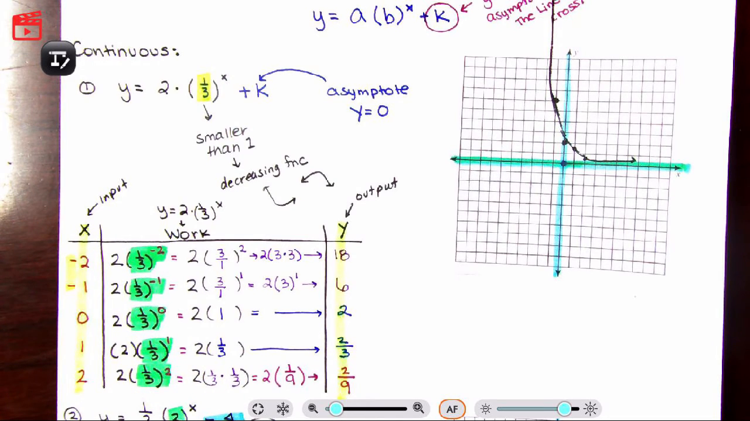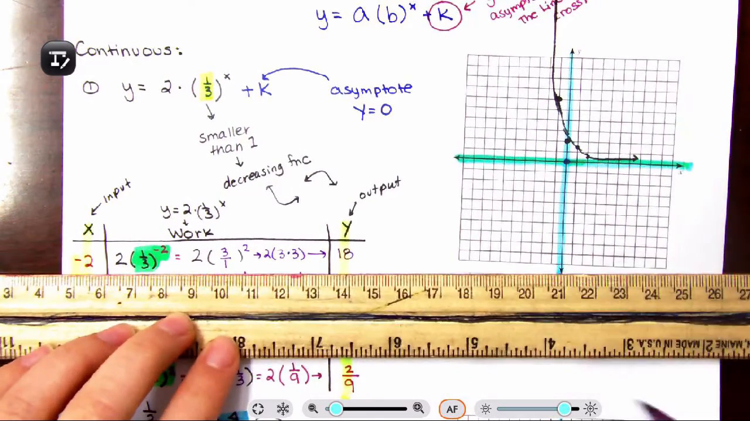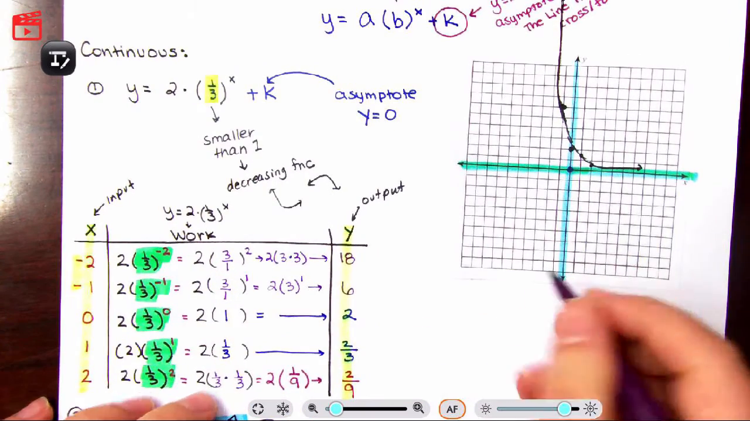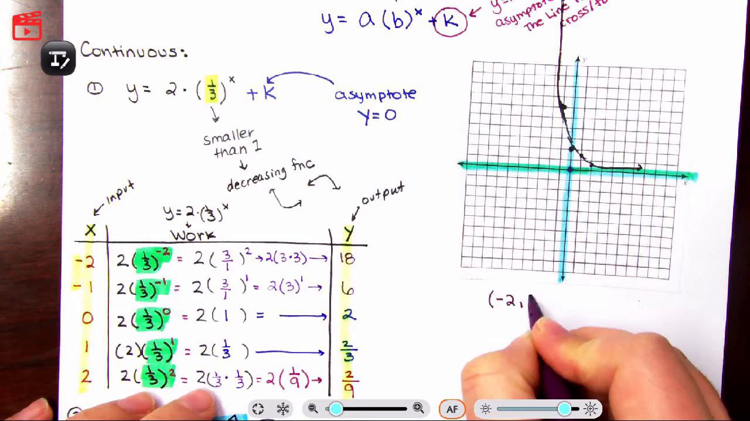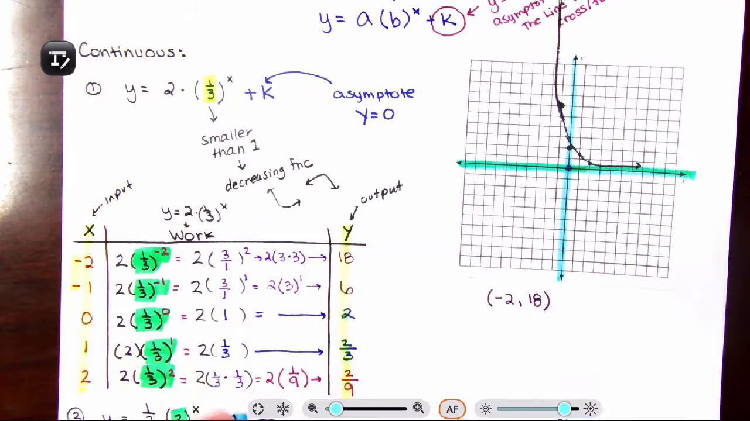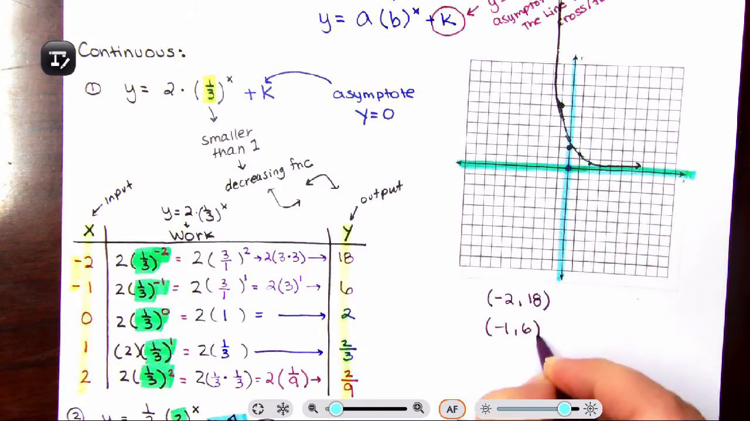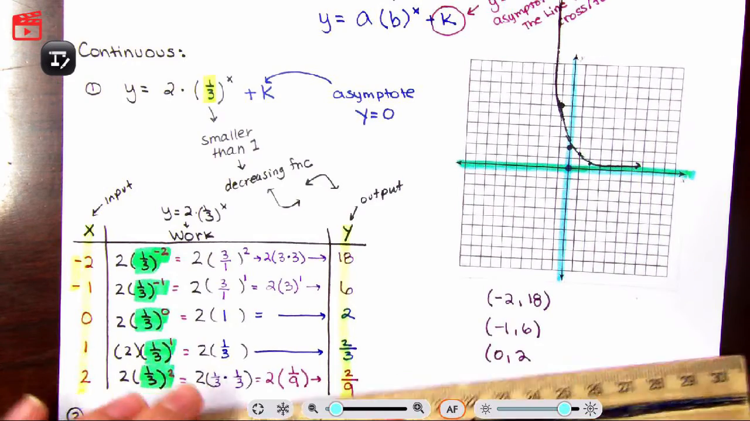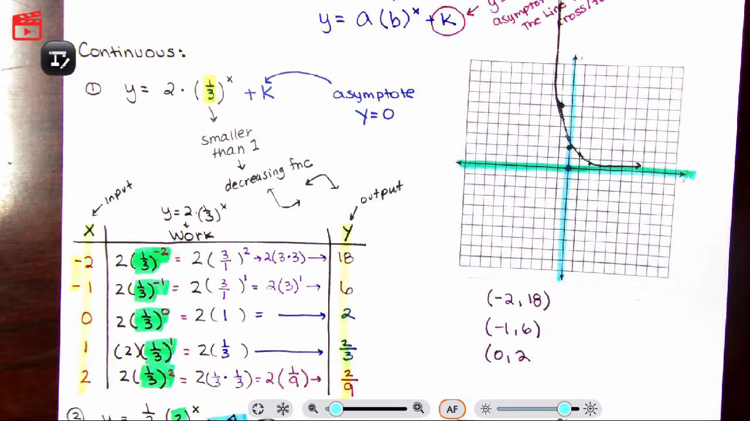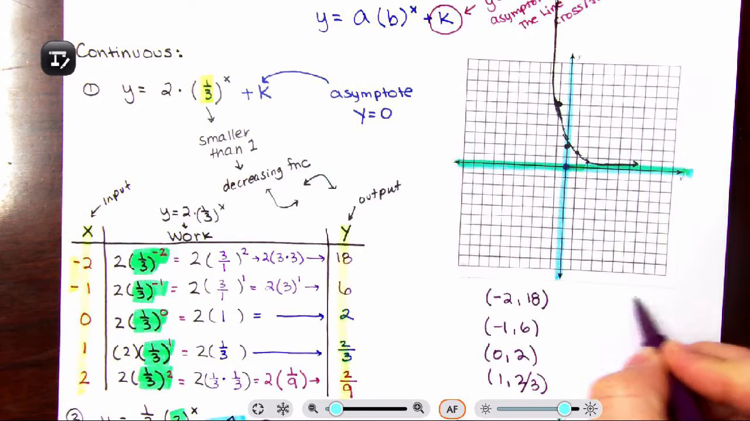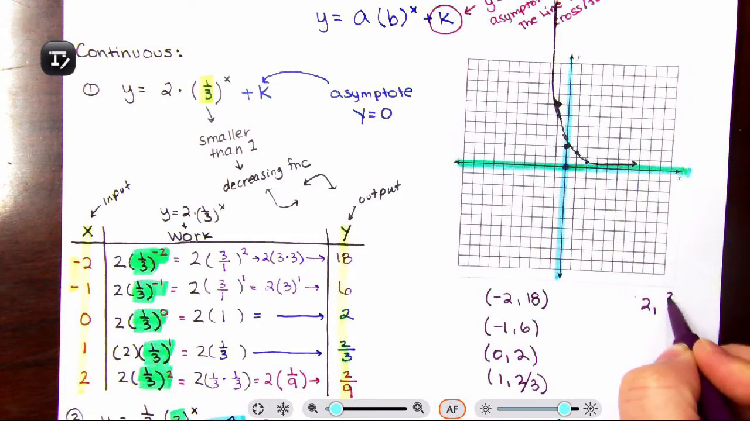So what to do with those x and y values? Well, you're going to have your input and your output. For example, your input was -2, your output was 18. You're going to do that for all your points. Input is -1, output is 6. Next point, input is 0, output is 2. Next point, input is 1, output is 2/3, that's a fraction. And then the last one, input is 2, output is 2/9.